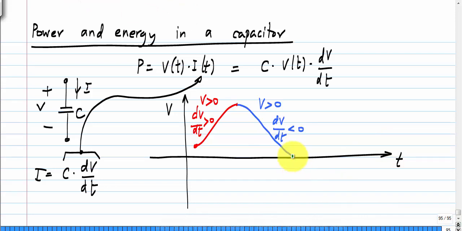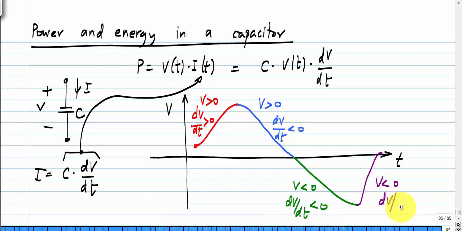Then we continue on that way, where V is negative and the time derivative is also negative. So the product is positive, and in this case again the capacitor is absorbing power. And finally we can do that where V is negative, whereas the derivative is positive because the voltage is increasing, and the capacitor is delivering power.